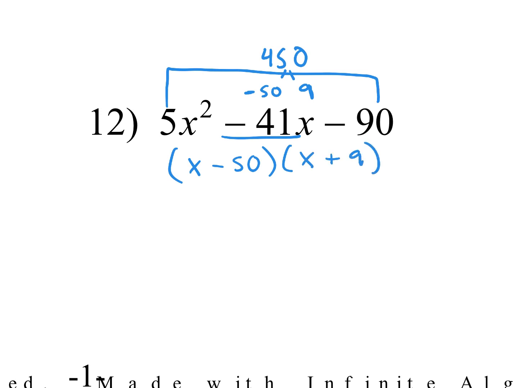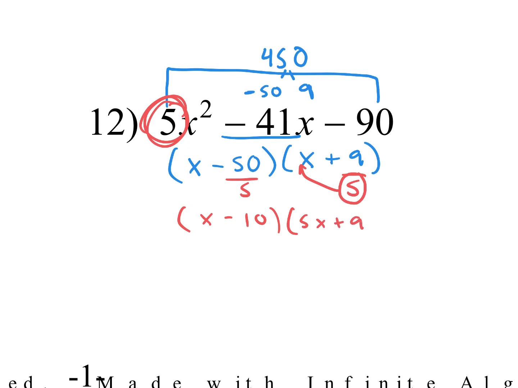What do I have to do next? Perfect. Divide by 5. So since I started by multiplying that 5 out front, I have to divide. So I have x minus 10. Can I divide 9 by 5? So what do I do with the 5? In front of the x. So 5x plus 9. Awesome.